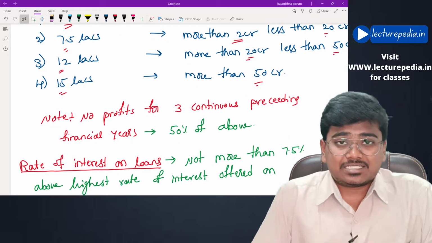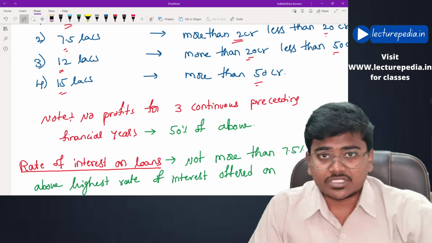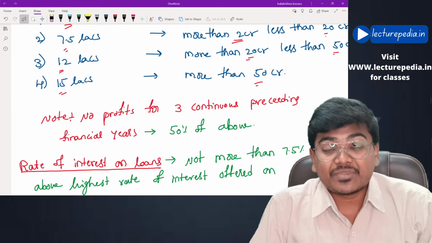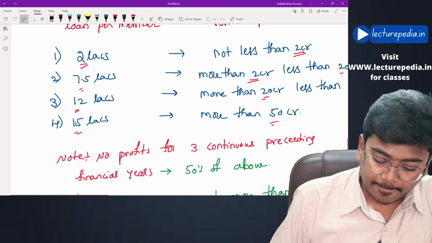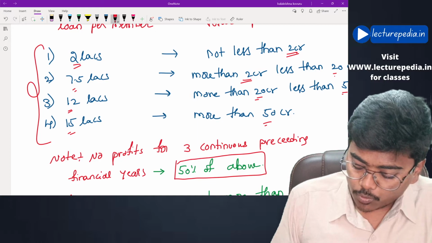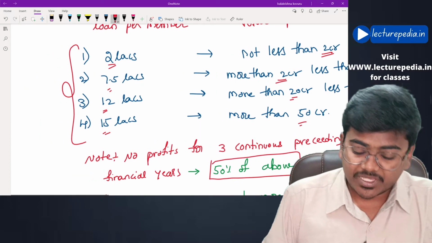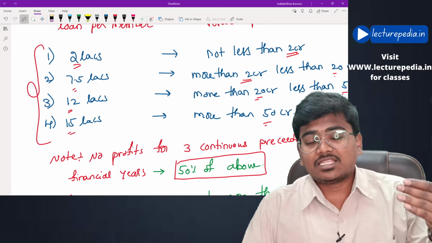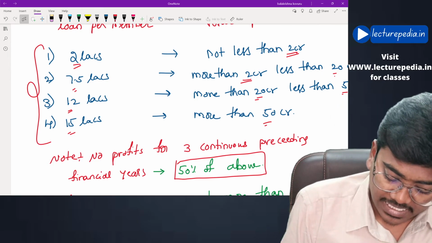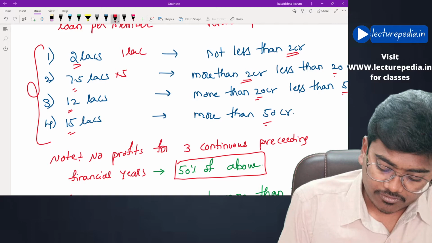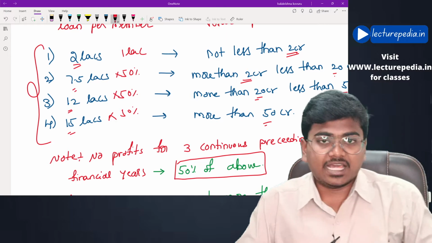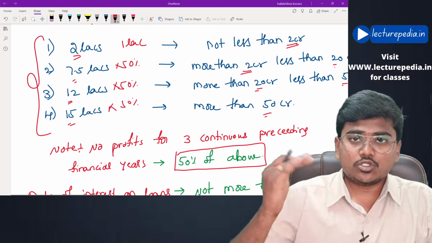Next, in case Nidhi has not made any profits, okay, it has made losses during 3 preceding continuous years, in that case these limits, only 50% of above can be given as a loan for each person. Okay, if the Nidhi has made losses in 3 preceding continuous financial years, then maximum amount of loan that can be given would be like this: 1 lakh, 50% of 7.5 lakh, 50% of 12 lakh, 50% of 15 lakh. Okay, those will be the limits. The limits will be reduced by 50%.